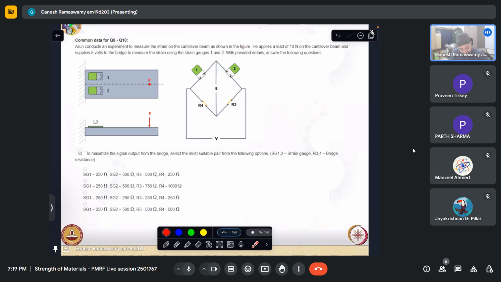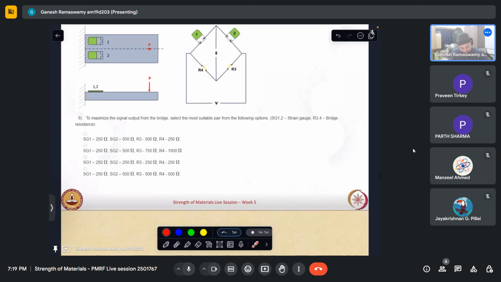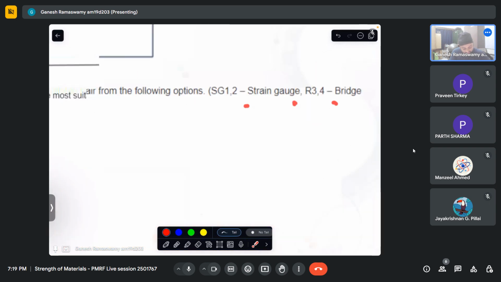With the provided details, answer the following question. To maximize the signal output of the bridge, select the most suitable pair of the following options. Strain gauge 1, 2, 3, 4. SG 1, 2 means strain gauge. R 3, 4 means the bridge resistance.